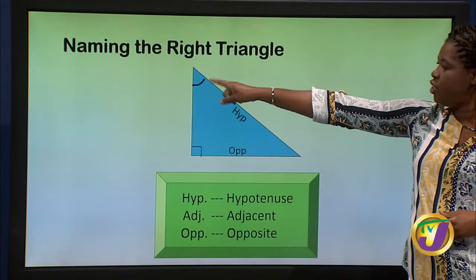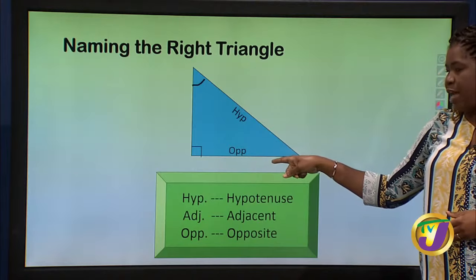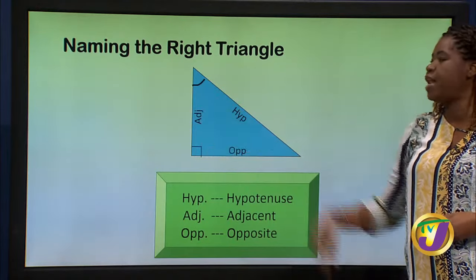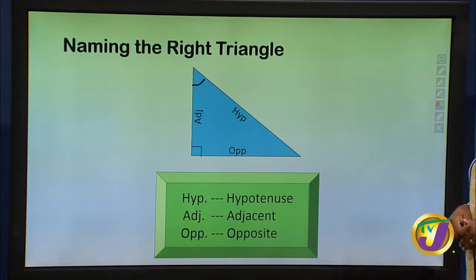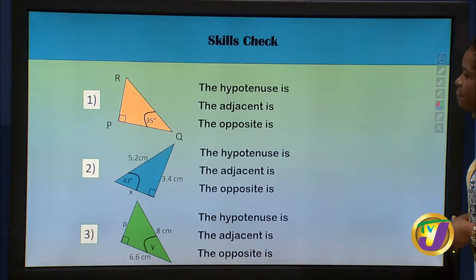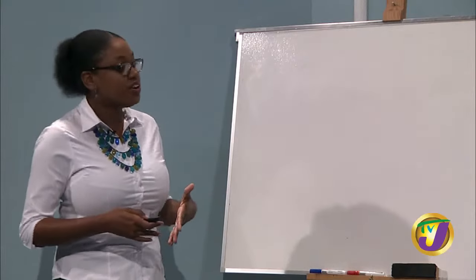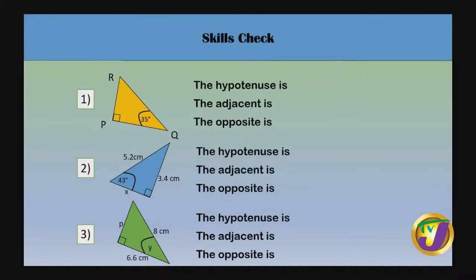This angle, in relation to this angle, this side now is opposite to that angle. And now we have this side now being adjacent, or beside, this angle in question. All right, so as per usual, let's check and see what you know based on our discussion earlier. So the first triangle, notice in relation to angle 35, the angle measuring 35 degrees.